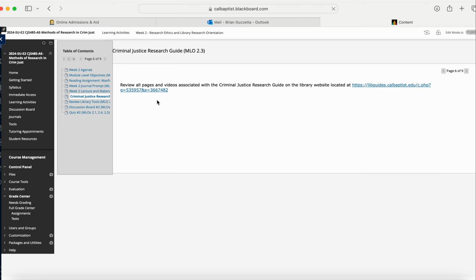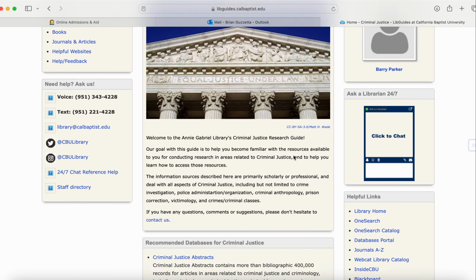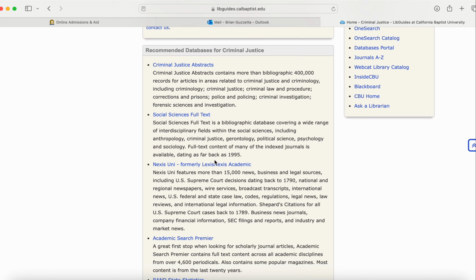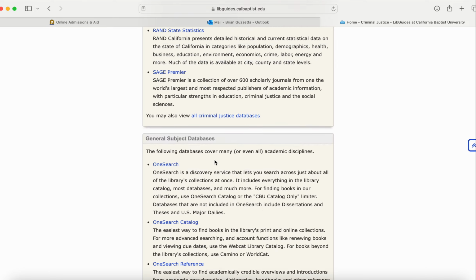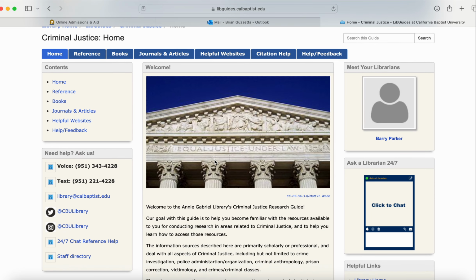I have provided you with some links of some pages and videos that are associated with criminal research guidelines at our library. If we go to that link, you will see that there are quite a few of these different abstracts, some texts, academic research partners, all kinds of information. I don't expect you to read all of these, but what I do expect is for you to understand that this website is available, it's at your disposal, and it gives you a number of options when it comes to criminal justice specific research.